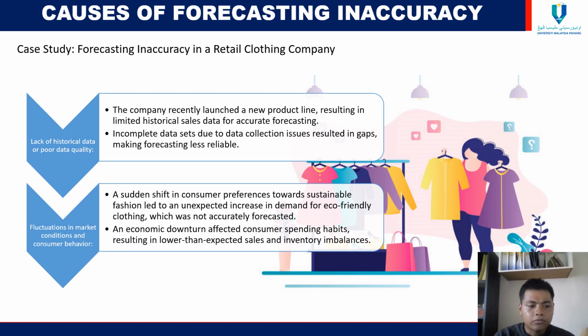And then fluctuation in market condition and customer behavior. A sudden shift in consumer preference toward sustainable fashion led to an unexpected increase in demand for eco-friendly clothing, which was not accurately forecast. An economic downturn affects consumer spending habits, resulting in lower than expected sales and inventory imbalance.